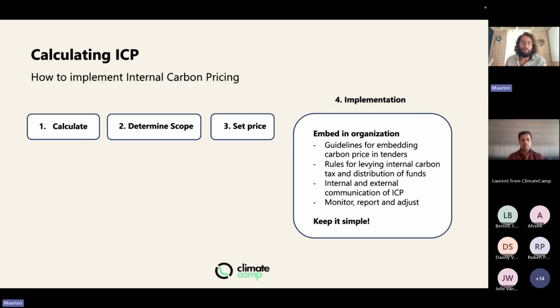But try to keep it as simple as possible, because if you have 15 different internal carbon prices, or it is very complex as to how it will be applied, it will not be used in decision making at all. So try to keep it simple, try to have a test case with an organizational unit, with a certain part of your business, with a certain scope within your emissions, and then try to expand from there.